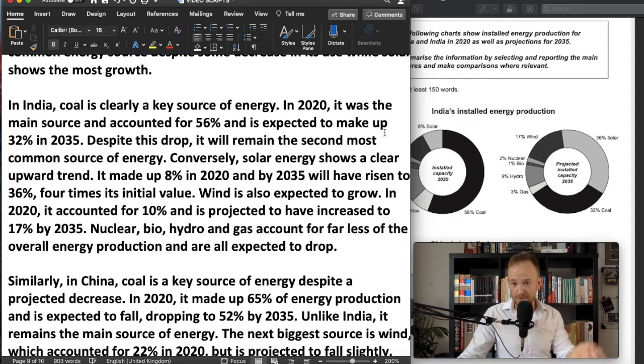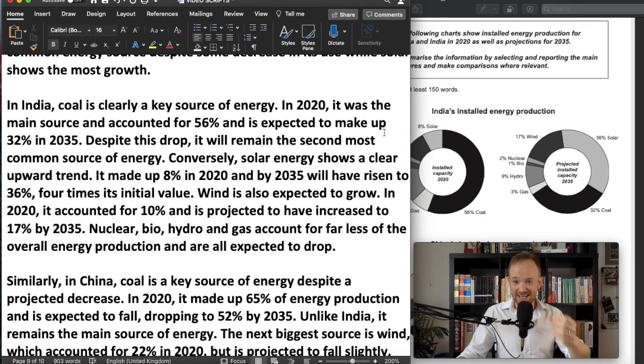Despite this drop, it will remain the second most common source of energy. So I've highlighted, yes, it's going to fall, but it is still an important part of energy production in India. So I'm highlighting that trend, that it's decreasing, but still important. Conversely, solar energy shows a clear upward trend. It made up 8% in 2020, and by 2035 will have risen to 36%, 4 times its initial value.